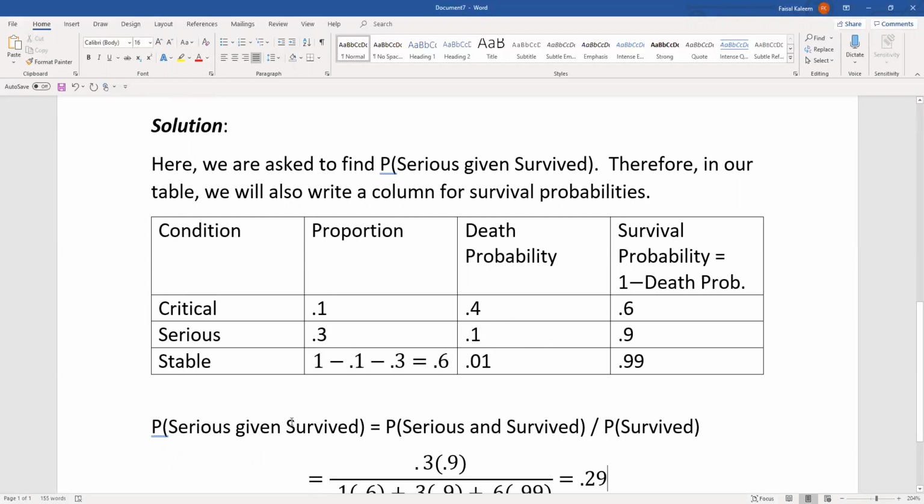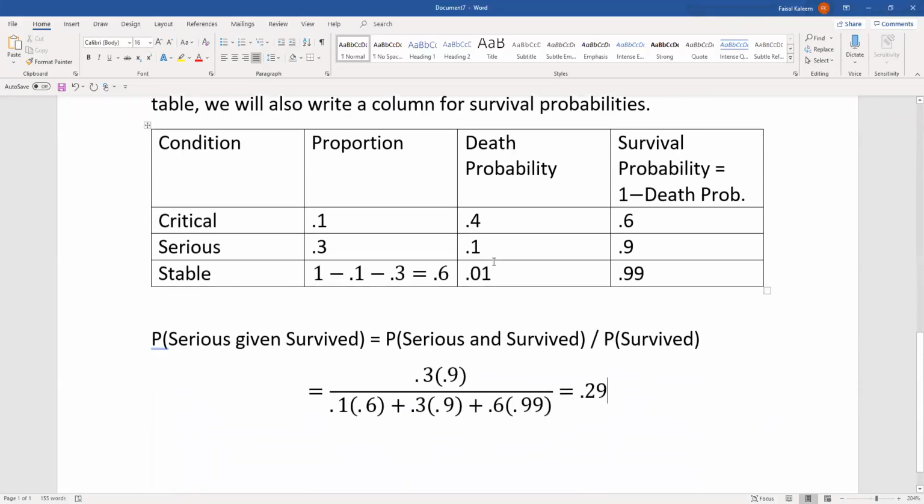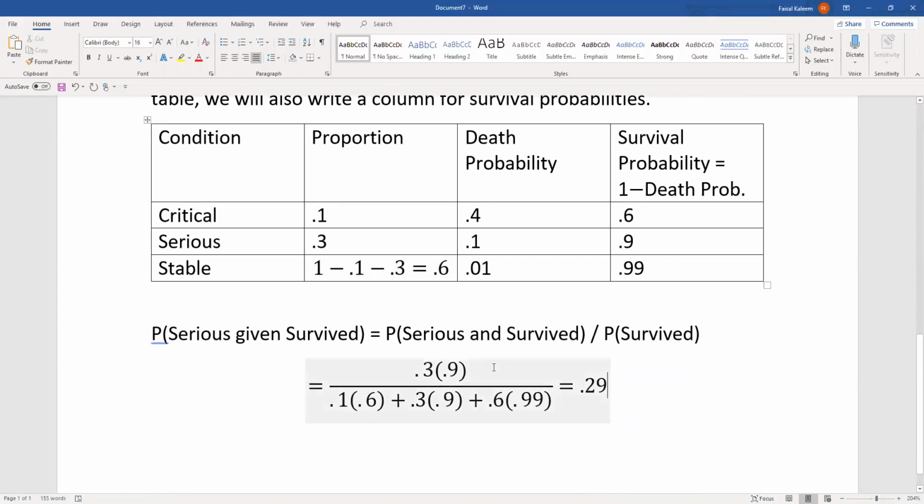serious given survived. See, given that a patient survived, calculate the probability that the patient was serious. So probability serious given survived would be probability serious and survived divided by probability survived. So serious and survived will be 0.3 were serious, and survive among them was 0.9, so 0.3 times 0.9. And then in the denominator, we have probability of all survived.